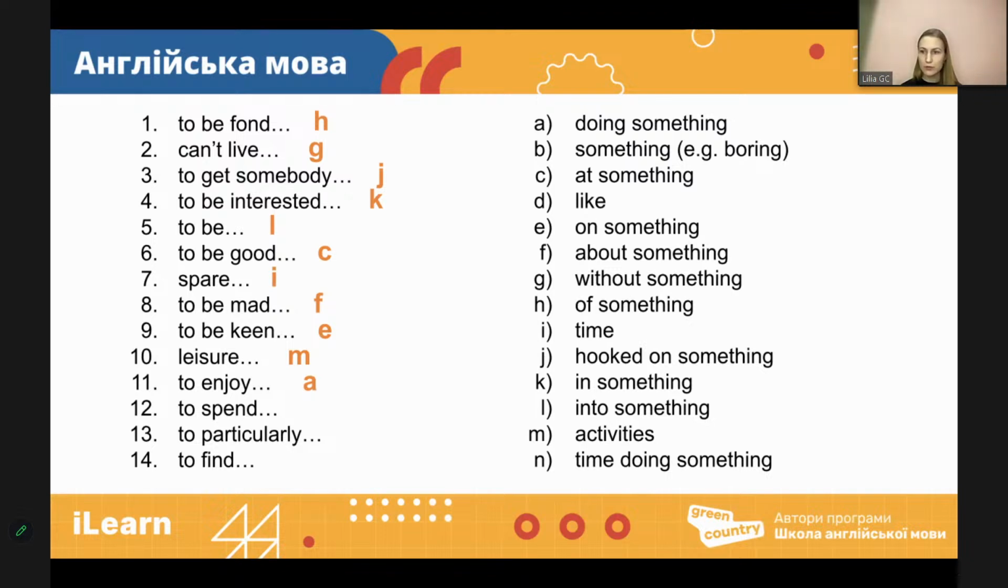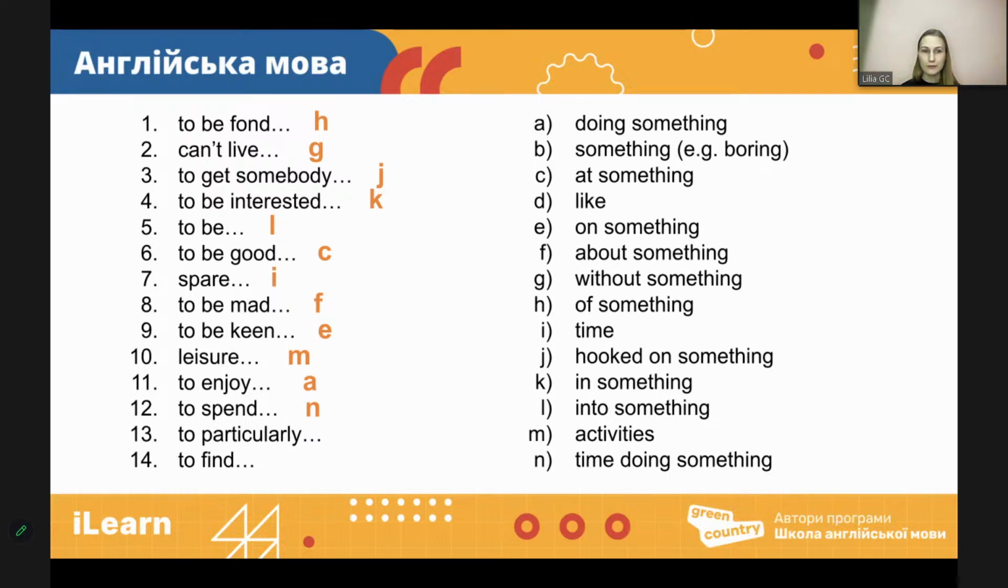Okay, number 12. To spend time doing something. Проводити час за якоюсь активністю. To spend time doing something. For example, I spend a lot of time teaching my students English. That's my main activity. And what about you? What do you spend time doing? Again, you can write in the comments what is the main activity of your day. I spend time, what? Give me something.